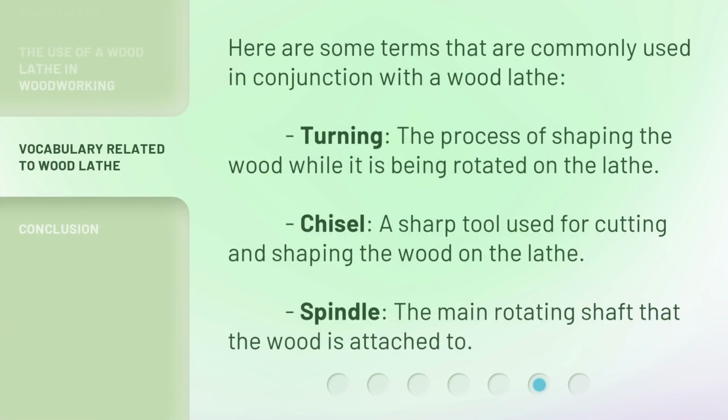Here are some terms that are commonly used in conjunction with a wood lathe. Turning. The process of shaping the wood while it is being rotated on the lathe. Chisel. A sharp tool used for cutting and shaping the wood on the lathe. Spindle. The main rotating shaft that the wood is attached to.